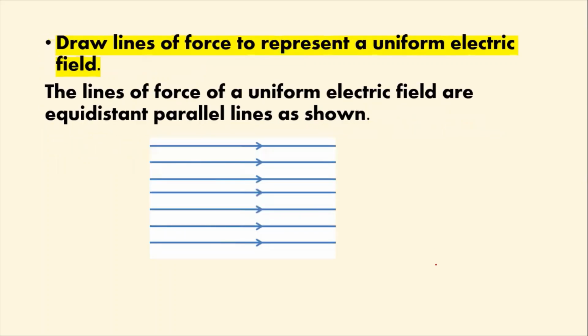And draw lines of force to represent the uniform electric field. For uniform electric field, you have to draw equidistant lines. Equidistant means the distance between two lines should be equal in all the cases. All these should be equal. So equidistant parallel lines you have to draw to represent uniform electric field.